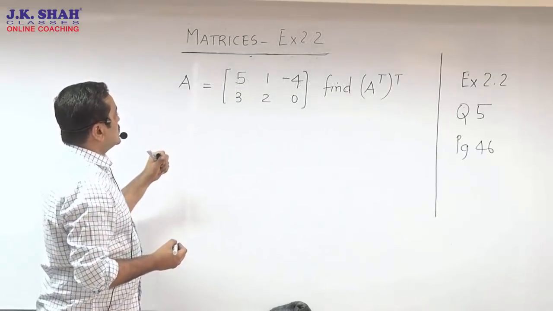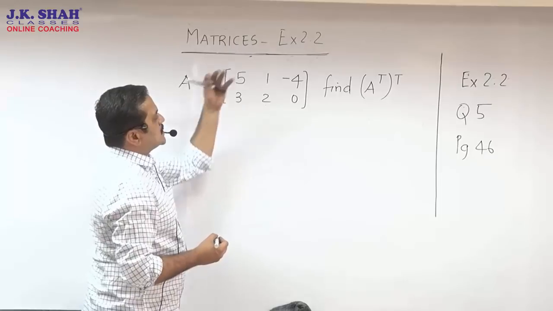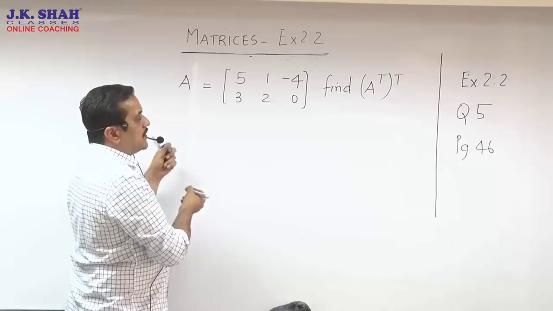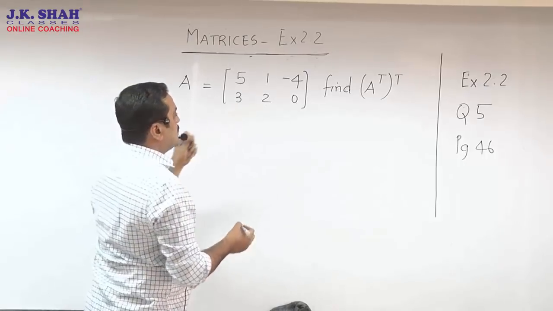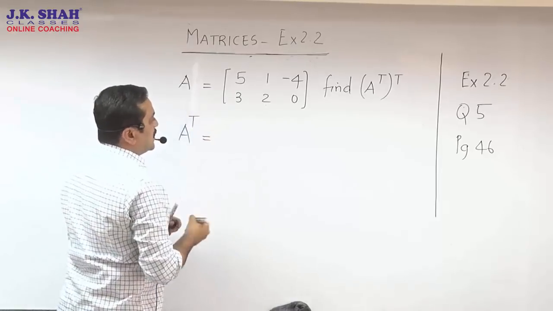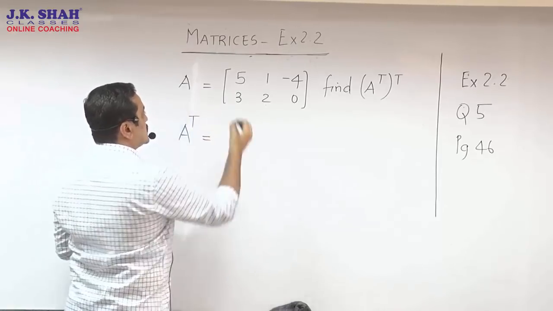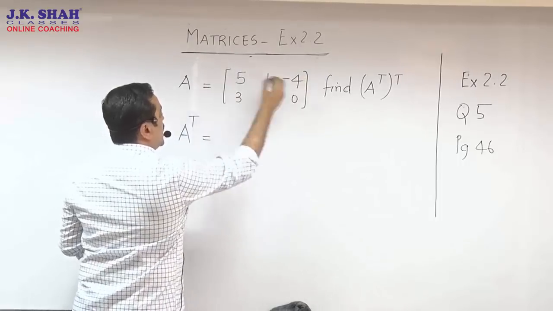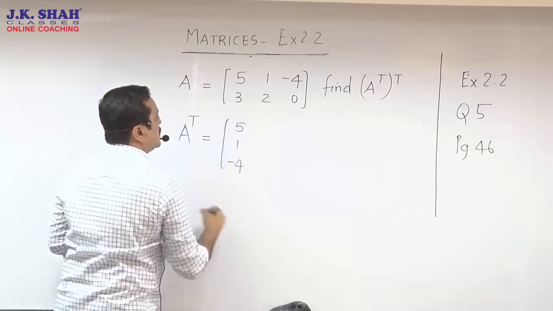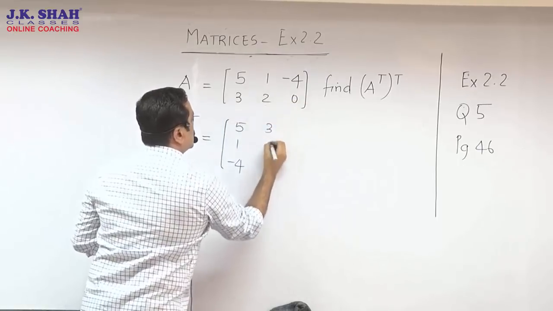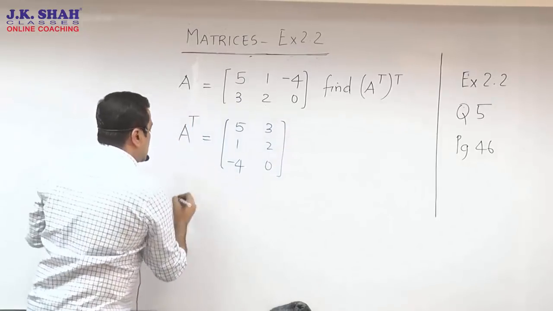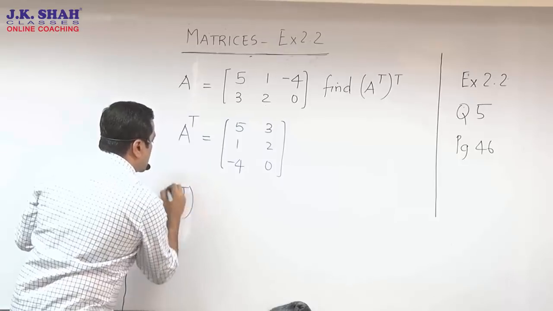Now in this question, they are asking me to find A transpose, then its transpose. Actually, without solving, I know the answer will be back to A. But we need to show it by working it out. So first we need to find A transpose. Just a moment ago I said how to transpose a matrix. You just need to change your row to column. So R1 is going to become your column 1: 5, 1, minus 4. R2 is going to become column 2: 3, 2, 0. Now next we need to transpose this.